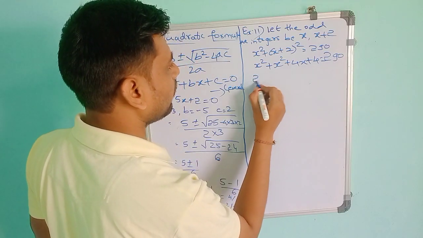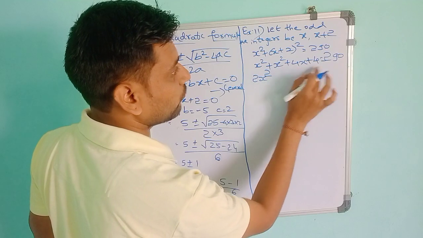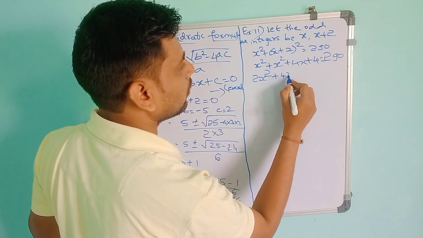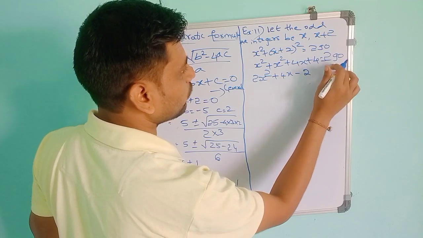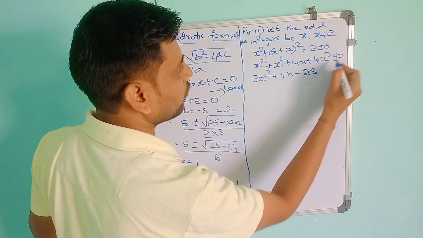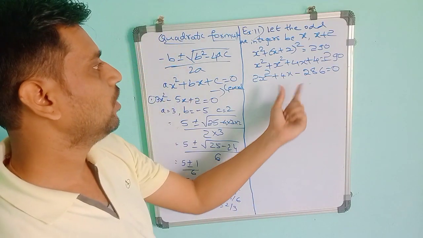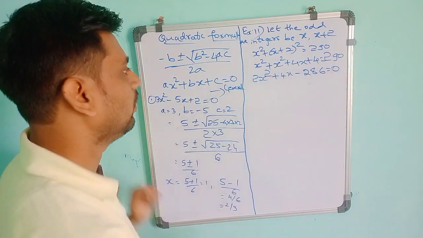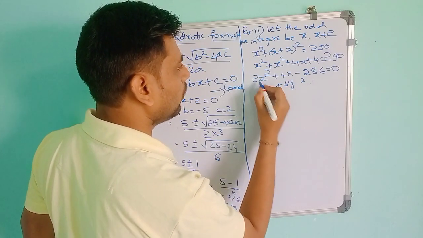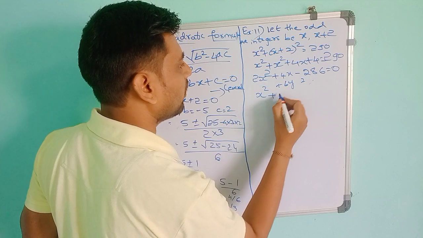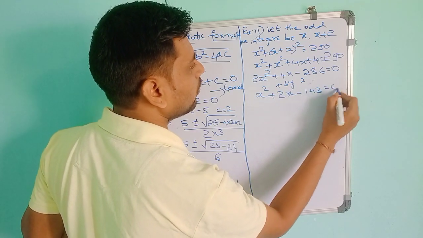So the equation will be 2x square plus 4x. If you bring 290 to this side, it becomes 286, because 290 minus 4 is 286, with a negative sign, so 2x square plus 4x minus 286 is equal to 0. Then you divide the equation by 2. So x square plus 2x minus 143 is equal to 0.